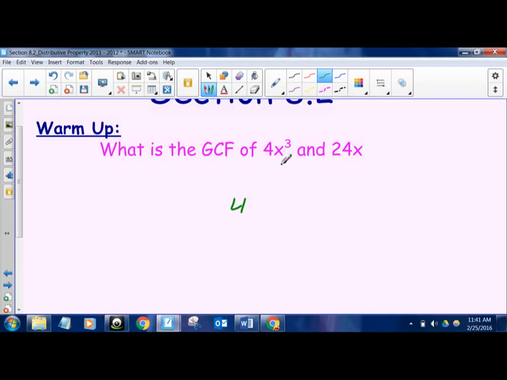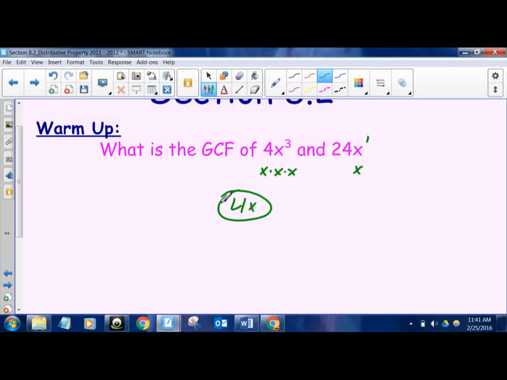Okay? And then you ask yourself, what's the GCF between x cubed and x to the first power? You have to ask yourself the same question. The prime factorization of x cubed is just x times x times x. And the prime factorization of x to the first is just x. So how many could you take out from each one? The answer would just be x to the first power.